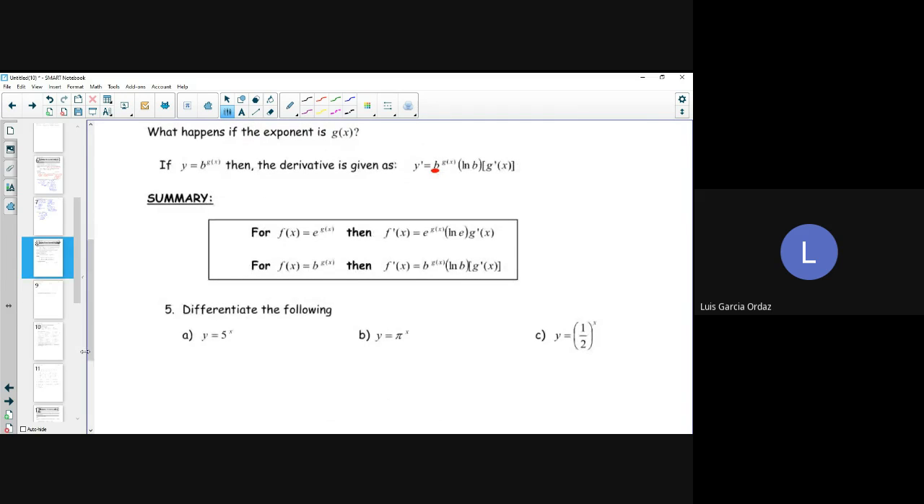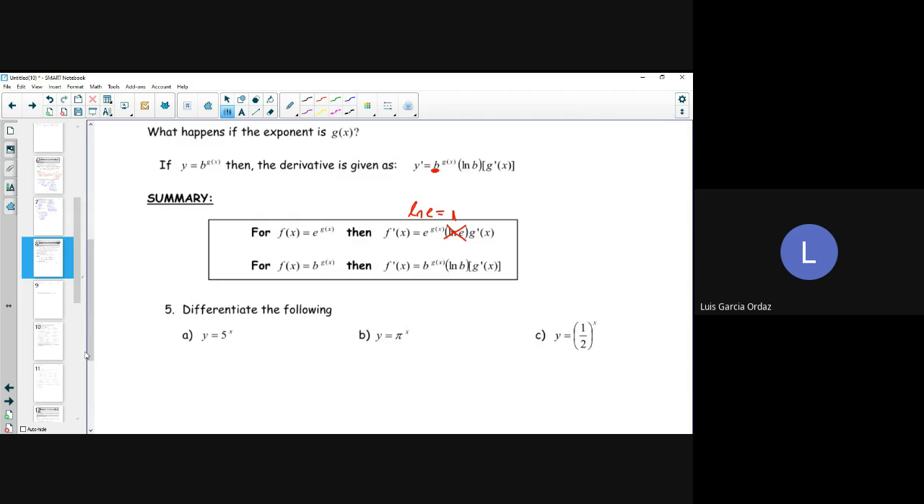For example, if f of x is equal to e to the g of x, then f prime of x is going to be e to the power of g of x times ln of e. But because ln of e is always 1, we don't need that there. Remember, ln of e is equal to 1. And then we multiply by the derivative of the exponent.